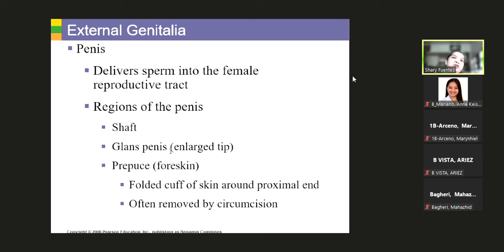And then, mayroon siyang balat na nakabalot doon. It's known as the foreskin. Okay? So, it is a folded cuff of skin around the proximal end. So, they are usually removed during circumcision. Some, hindi naman nire-remove totally. Kinakat lang siya para mag-retract siya. Ganun. Kasi, actually, that would depend on that.